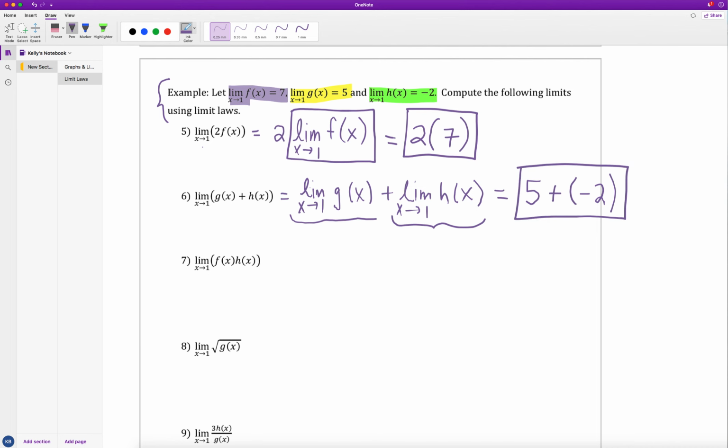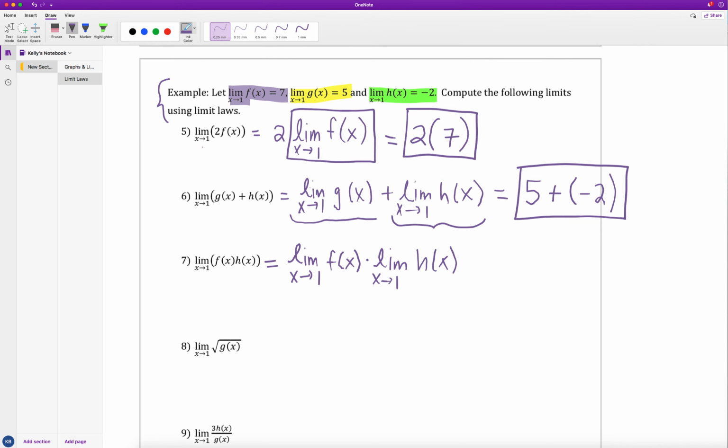Okay, example 7 says the limit as x approaches 1 of f of x times h of x. So using our product law here, I can go ahead and break this apart into the limit as x approaches 1 of f of x times the limit as x approaches 1 of h of x.